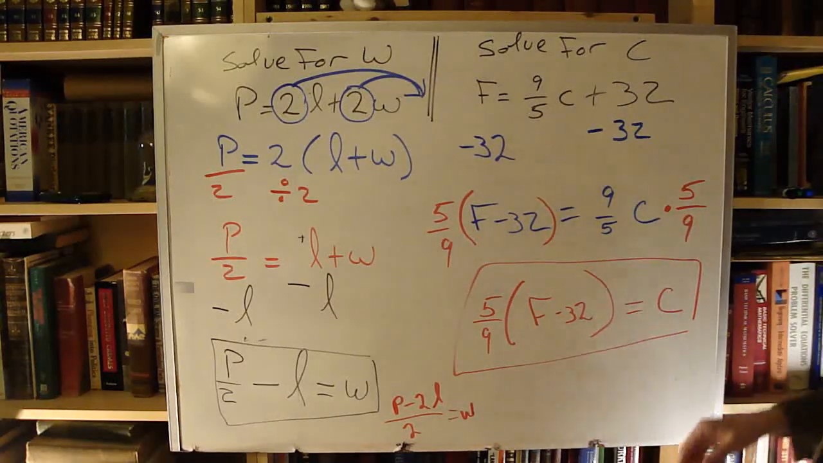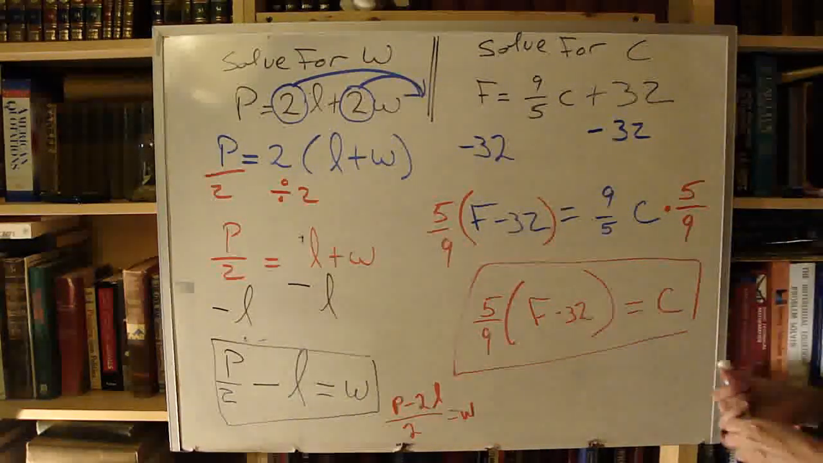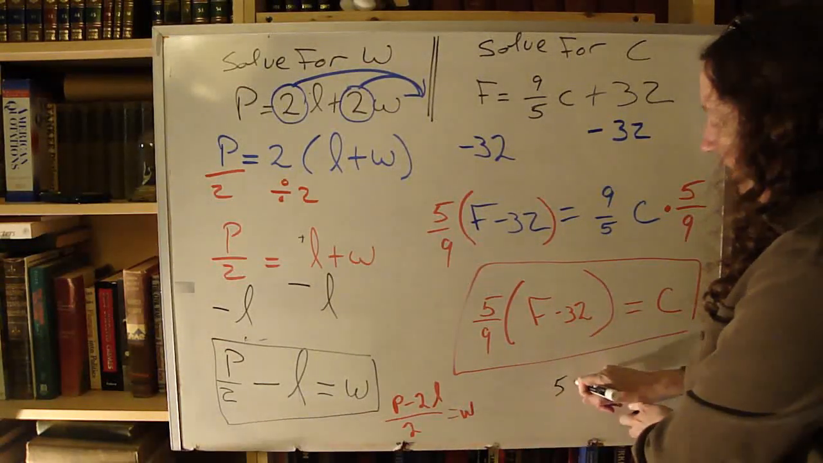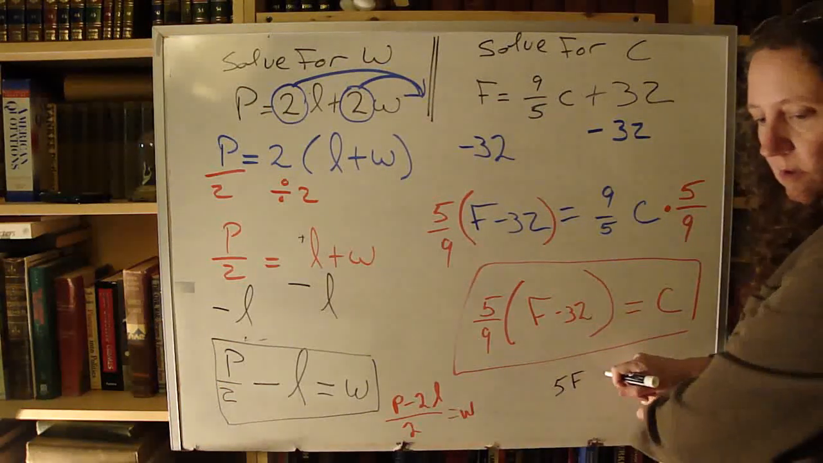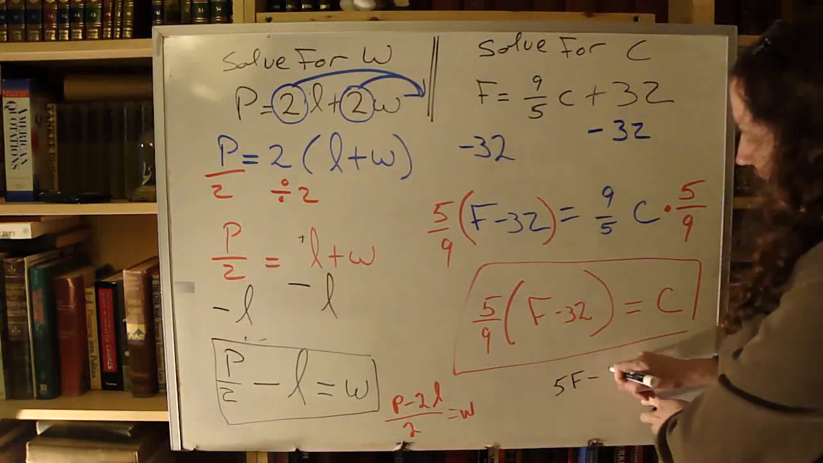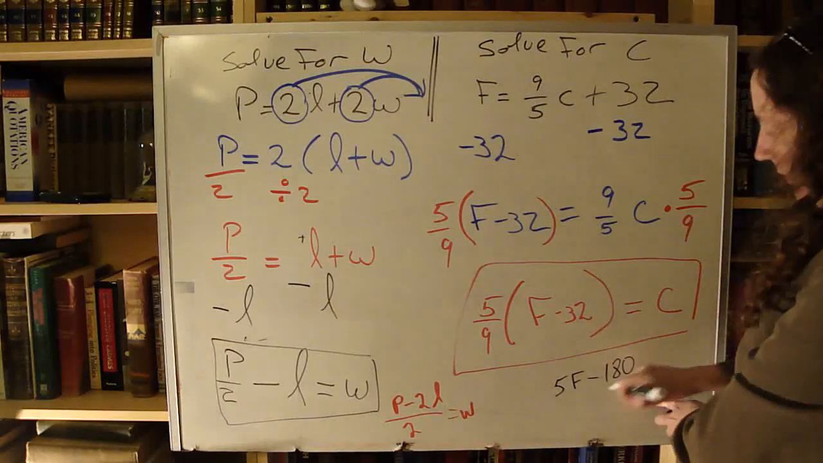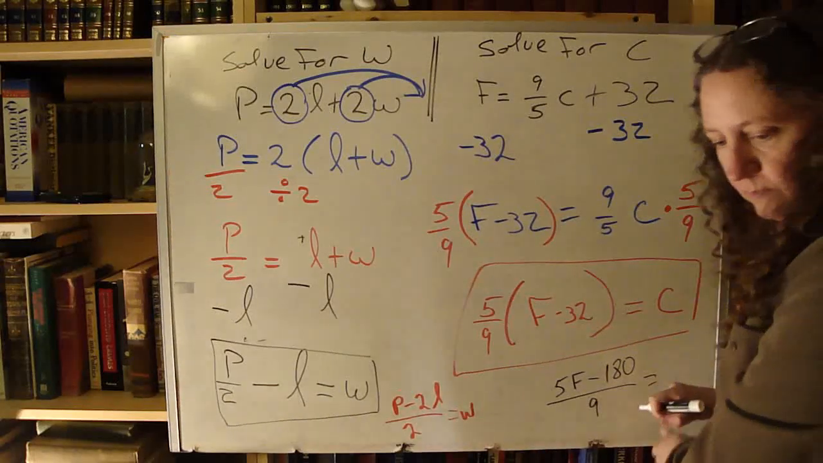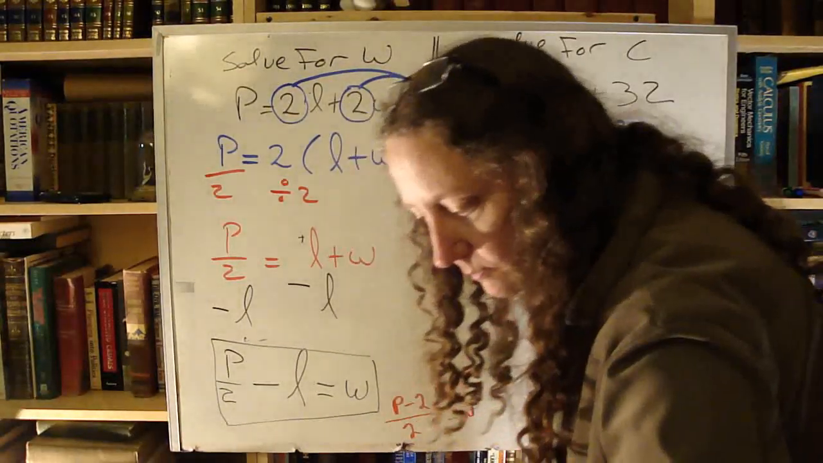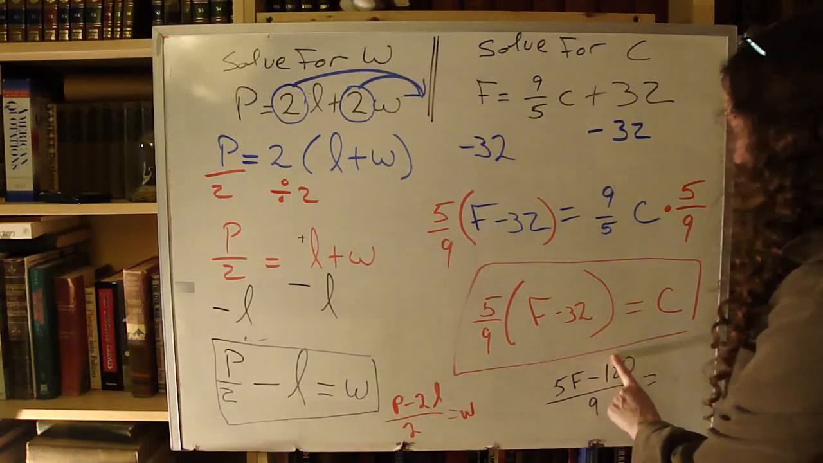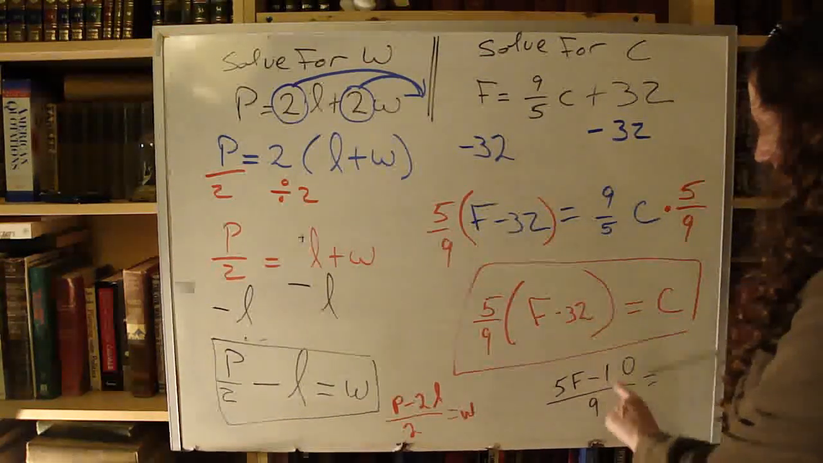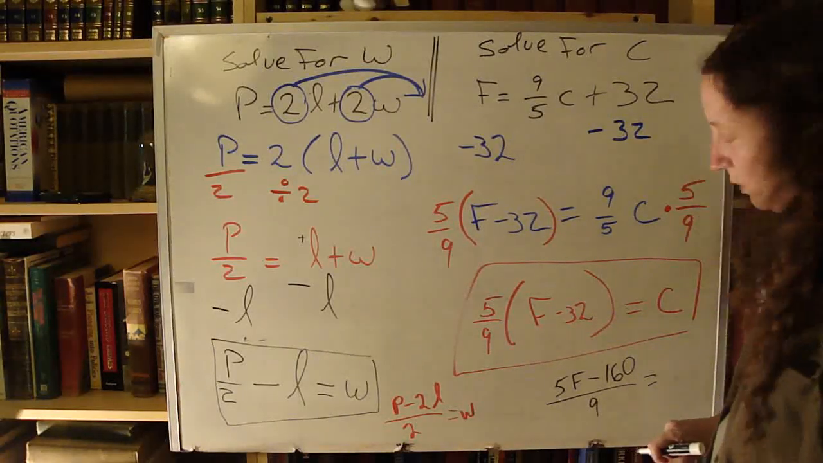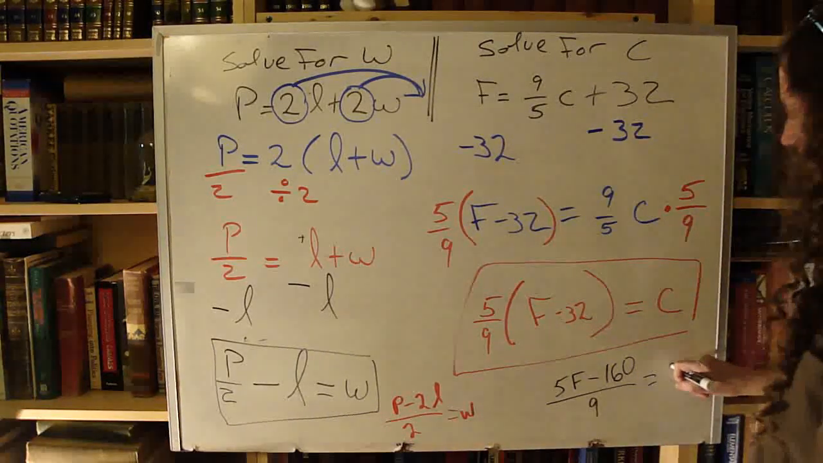Over here, the book is telling us that the correct answer is 5F minus 180 all over 9 equals, sorry, that's not a 180, that's a 160. I thought it was wrong. 5F minus 160 all over 9 equals C.